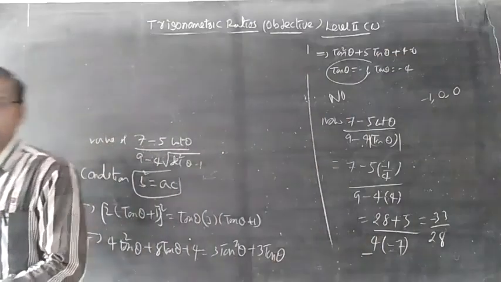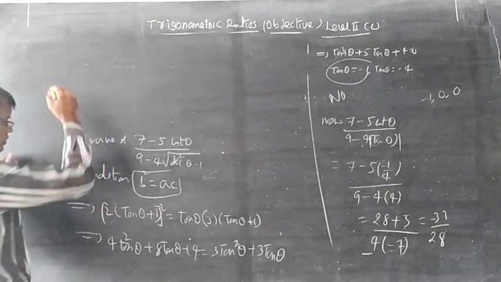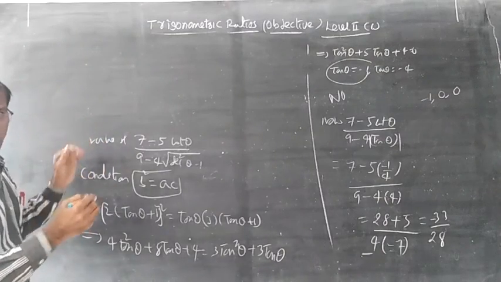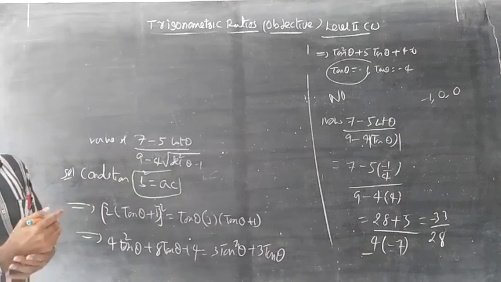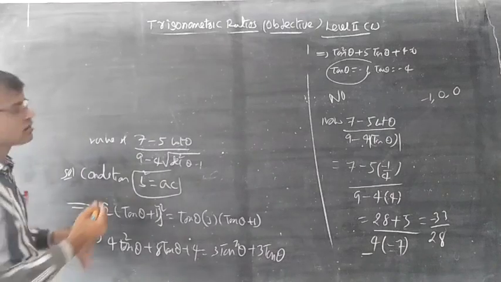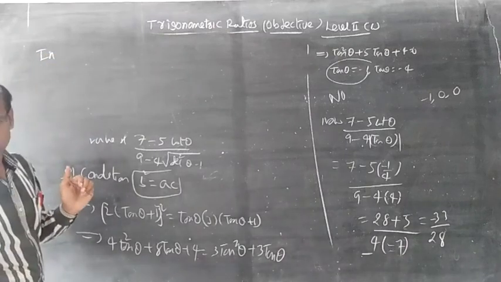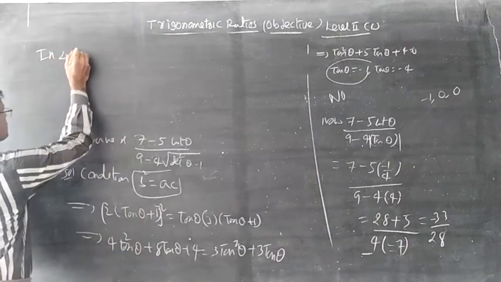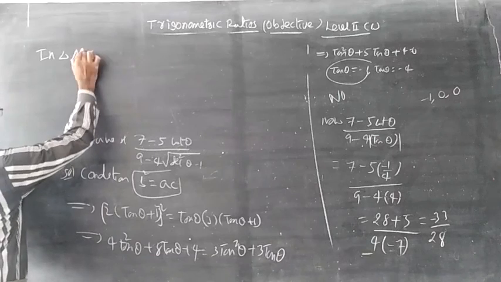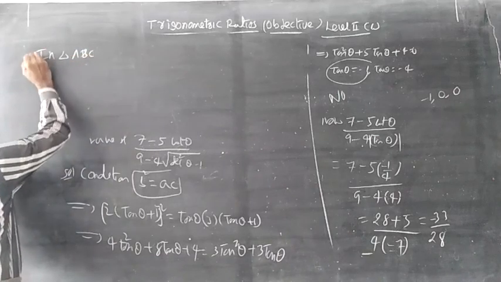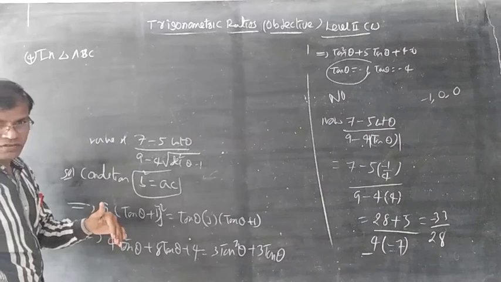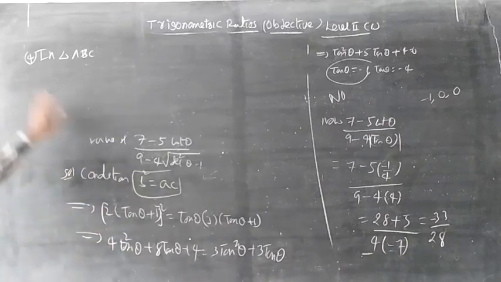Say next question, fourth one. Fourth or third? Abdullah, you say, because your material and our material is different. Same question, students. In triangle ABC, equal 93. This is fourth. In your material, third question.